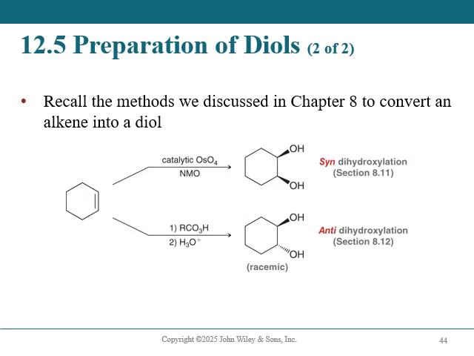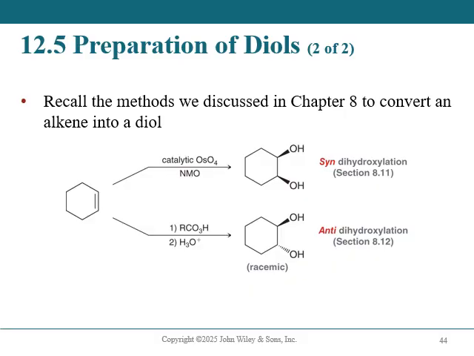Recalling two important reactions from our alkene chemistry chapter, both of these reactions convert an alkene into a vicinal diol, meaning two alcohol groups are added to adjacent carbons. The key difference is not whether we get a diol, but rather the stereochemistry of how those hydroxyl groups are added. In the first reaction, we use catalytic osmium tetraoxide with NMO.